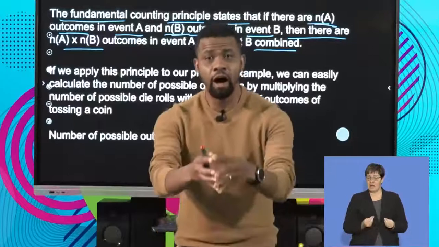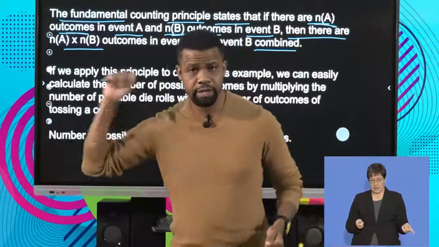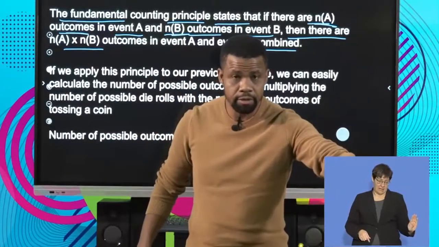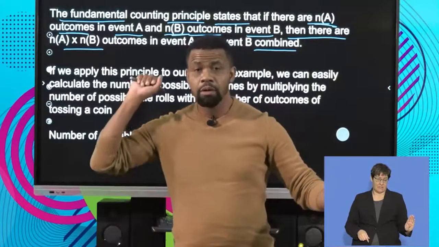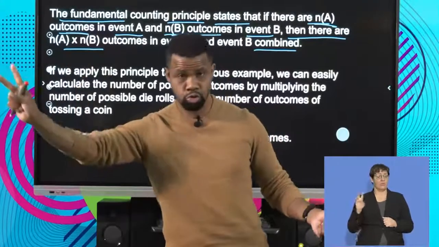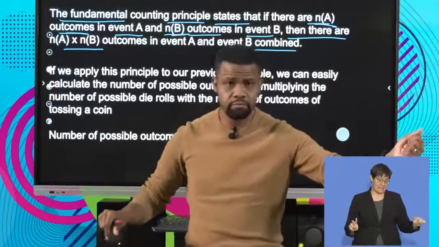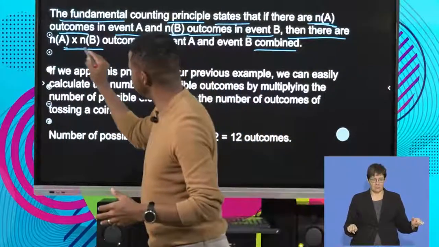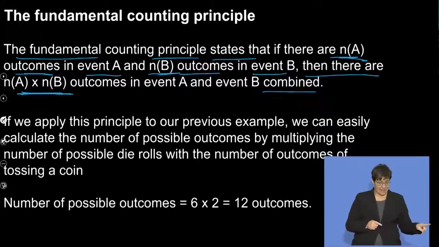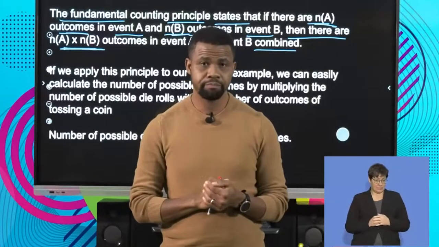If we have a coin as event A and a die as event B, are we all together? The possible outcomes for a coin is 2, which is our NA, and for a die, 6, which is our NB. So NA times NB is the number of outcomes in A times the number in B. Are we all together? Fantastic.